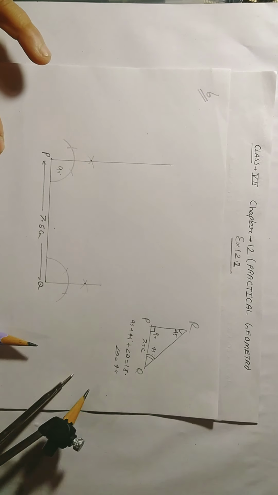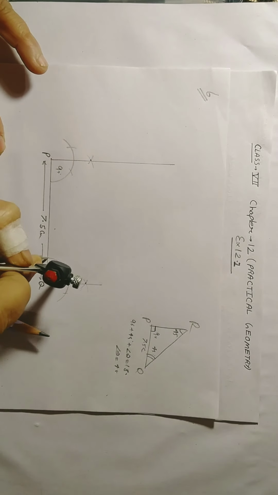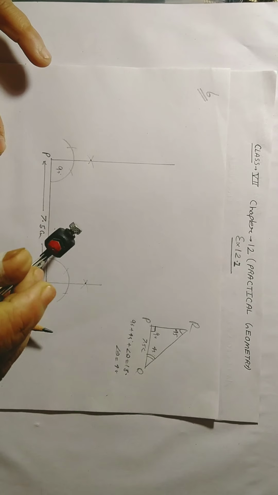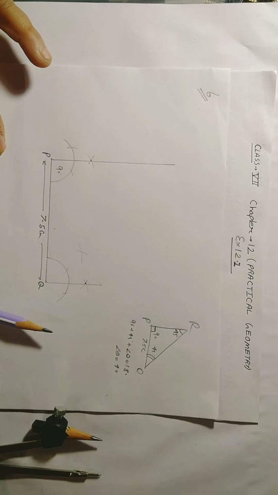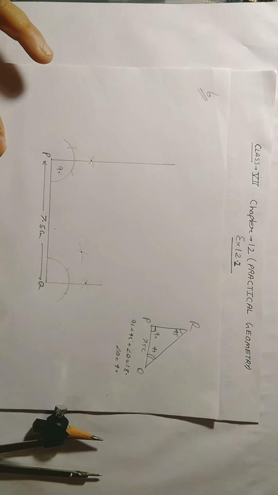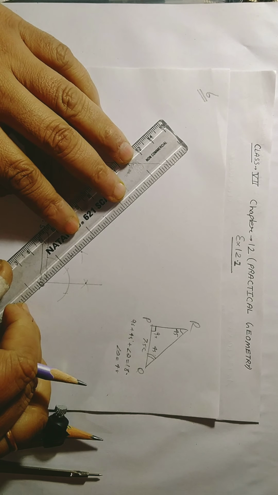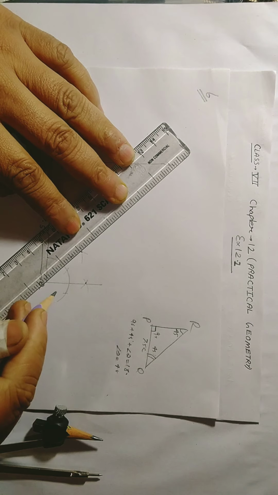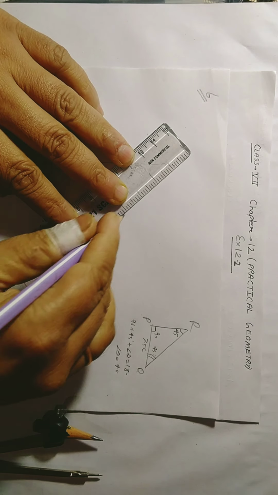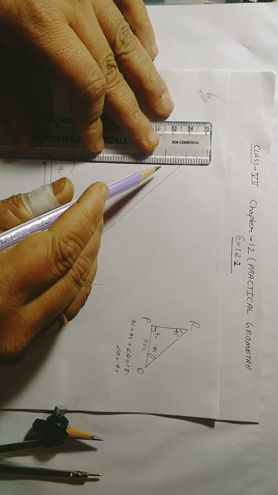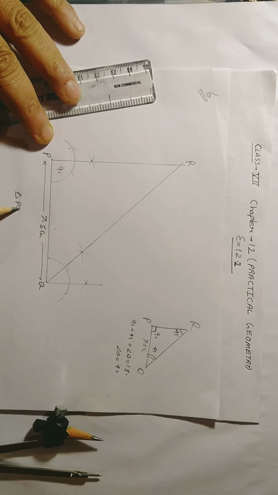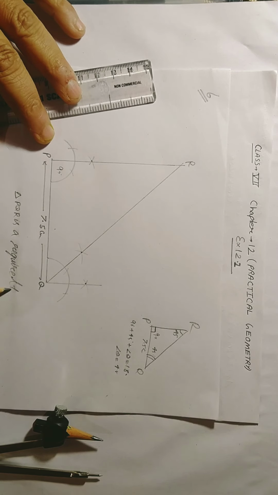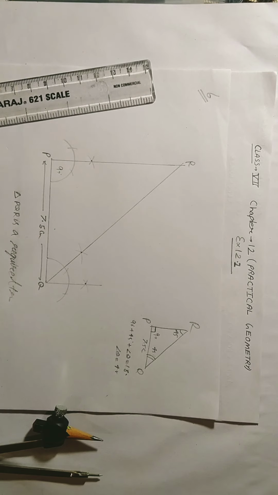Which is 90 degree. Now put the compass at this point and taking distance equal to 90 degree, draw an arc between the 90 degree angle, put the compass at this point, draw another arc which cuts this arc at this point, and we join this point to Q. Which cuts the ray of 90 degree angle at R. So finally triangle PQR is the required triangle.